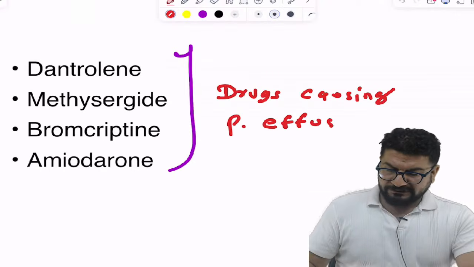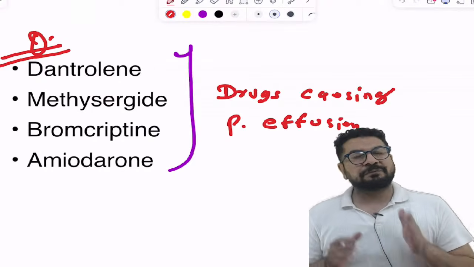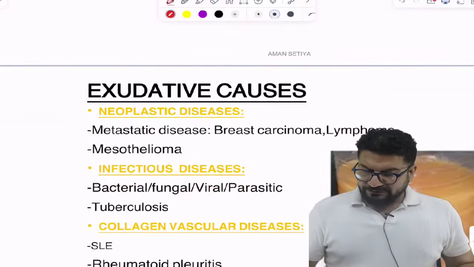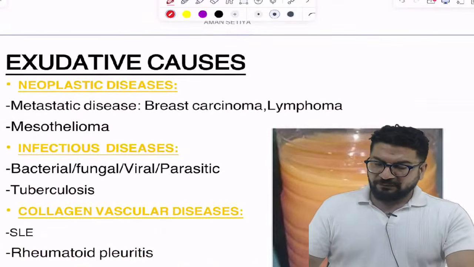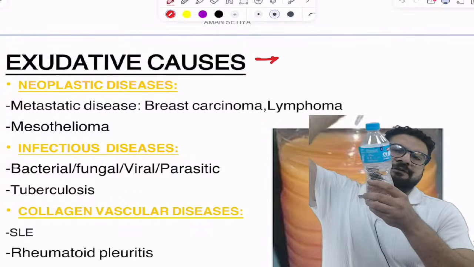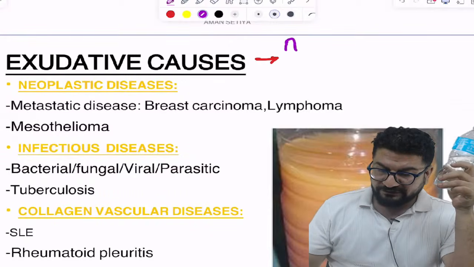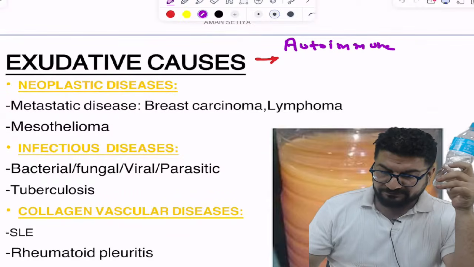Especially the one repeatedly asked in exams is dantrolene. Remember, dantrolene is a drug we use for malignant hyperthermia, and that can cause pleural effusion. Now exudate, what does exudate mean? Anything thick. How will something become thick? Suppose this is a bottle of water, to thicken it you add protein. When does the body have protein? In autoimmune disease. So whenever you see autoimmune disease, you will find exudative effusion.